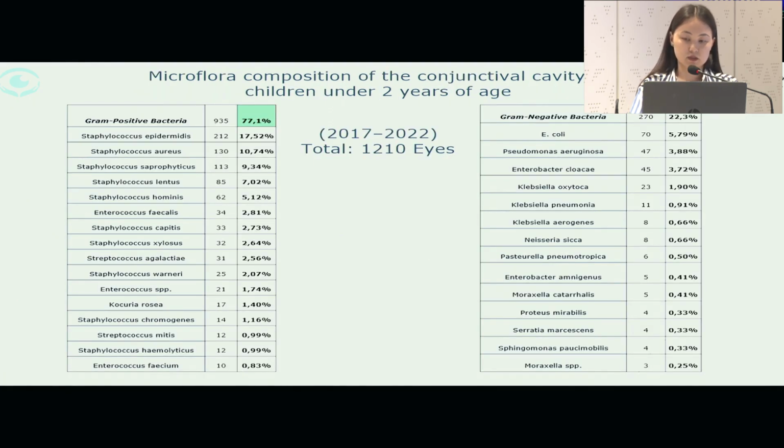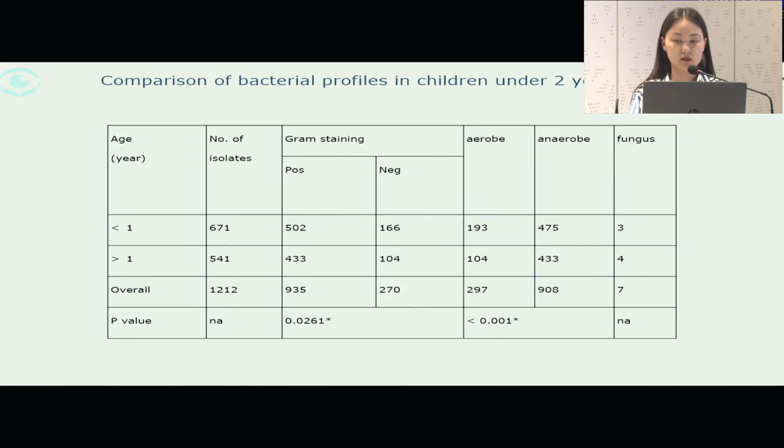Staphylococcus epidermidis was the most common gram-positive isolate, followed by Staphylococcus aureus and Staphylococcus saprophyticus. Among gram-negative bacteria, Escherichia coli dominated, with Pseudomonas aeruginosa and Enterobacter cloacae ranking next. The comparison of bacterial profiles in children under 2 years old revealed significant differences between infants under 1 year and those older than 1 year. Fisher test confirmed a statistically significant variation in bacteria species depending on age. This suggests that the conjunctival microbiota evolves as a child grows.